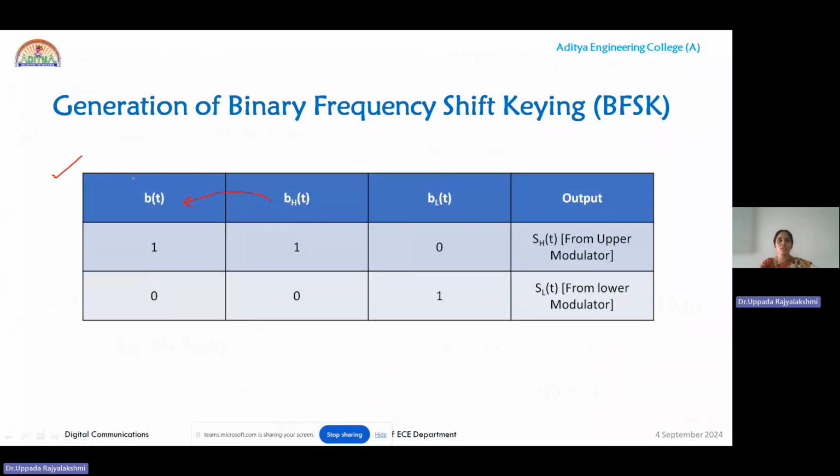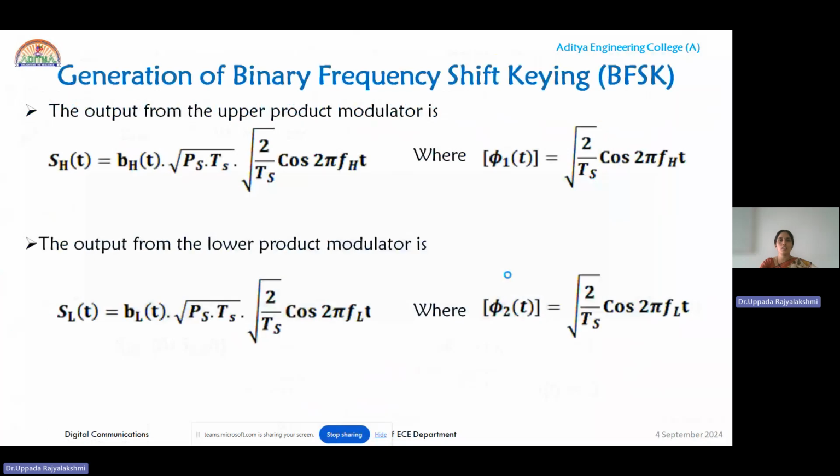But B̄(t) is the complement of B(t). So that's why when B(t) is 1, B̄(t) will be 0. Whenever the upcoming data bit is 1, the output is due to the upper modulator, otherwise the output is from the lower modulator. If the data bit is 0, the output is from the lower modulator. The sum of these two outputs is the overall FSK signal.